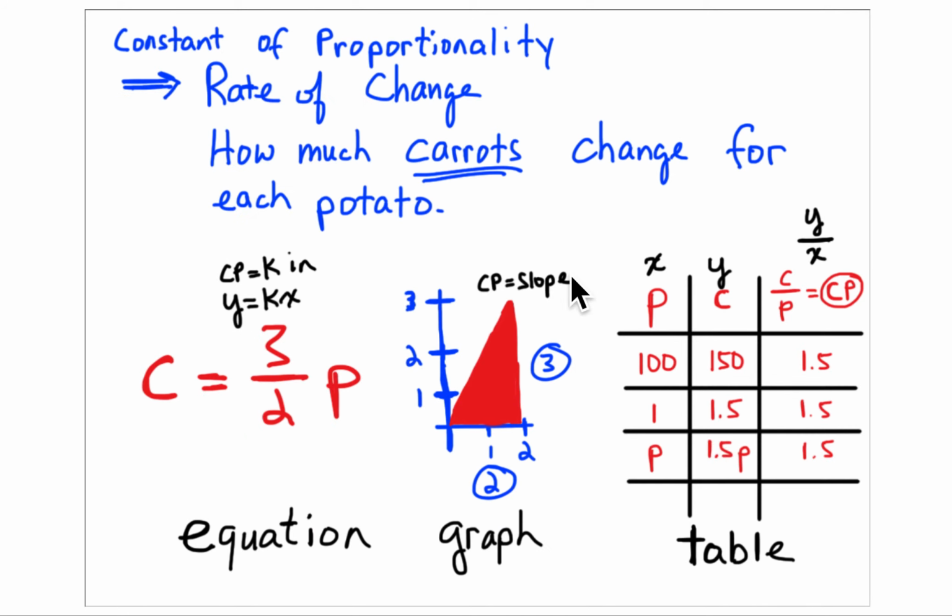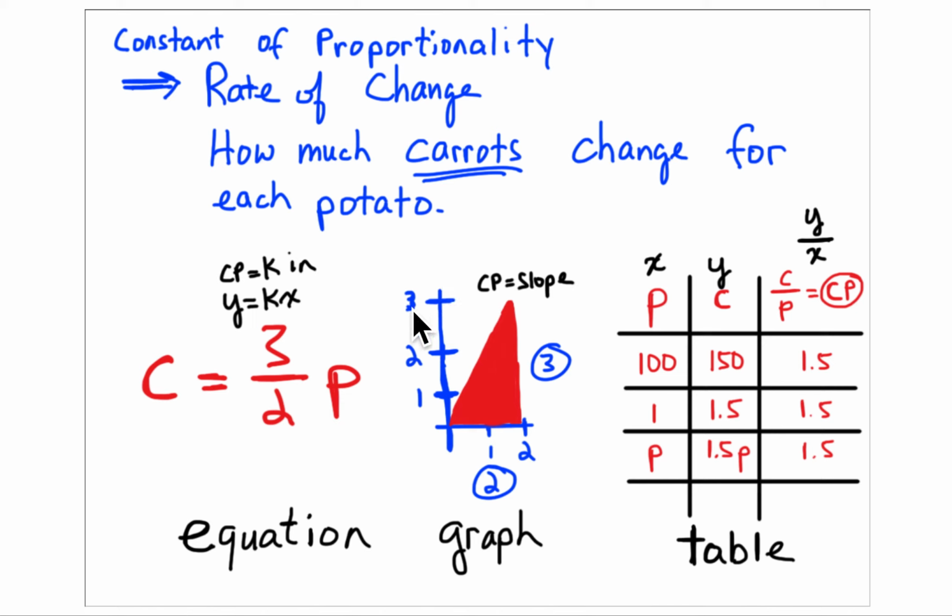So you put it all together, you have a constant of proportionality. That's the change in the vertical direction compared to the change in the horizontal direction. That's always the same in a proportion. That's the rate of change. How much does it change? For an amount of potatoes, it always changes by 3 halves, or 1 5/10, or 1.5. So how many carrots change for each potato? You're always multiplying by 3 halves. The number of carrots you need is 3 halves the number of potatoes.